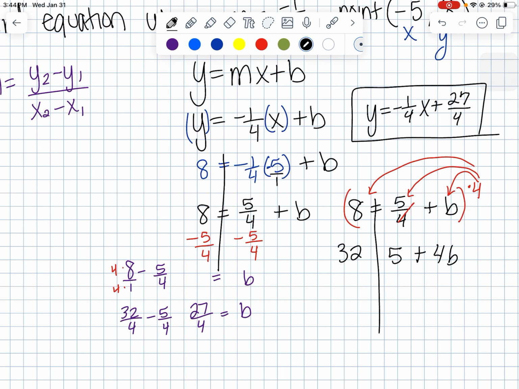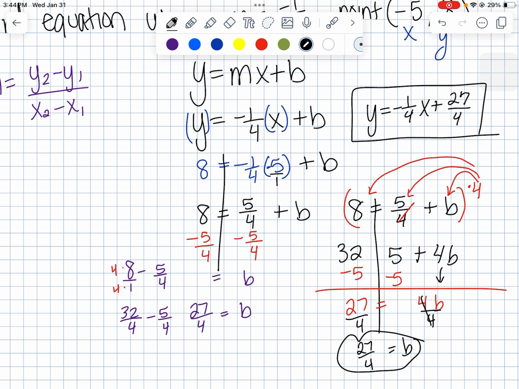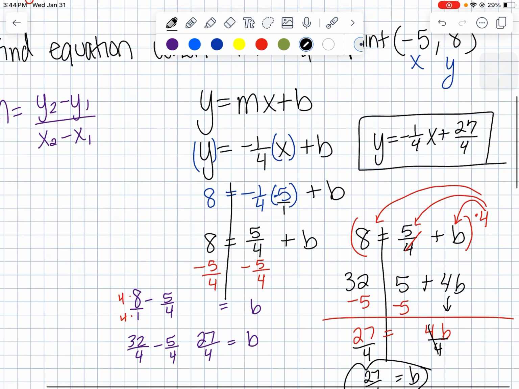So if you don't want to worry about the nonsense fractions, common denominator, get rid of your fractions by multiplying everything by the denominator. Just make sure you do it to everything. Now you can solve this. Your next step would be to subtract 5. You're going to get 27 again equals 4b. Bring that down, then divide by 4 to get b equals 27 over 4, which is what I got when I did it with the fractions too. So that's another option to get rid of those fractions.